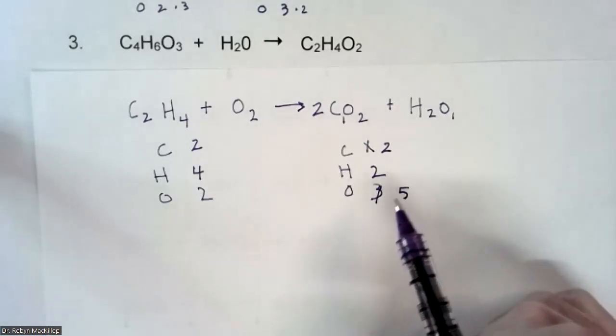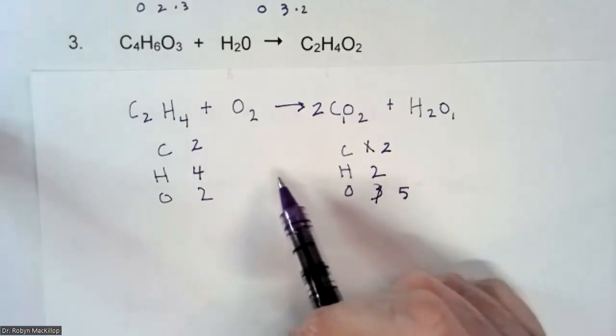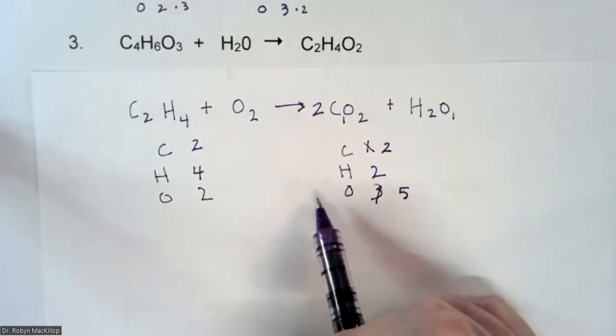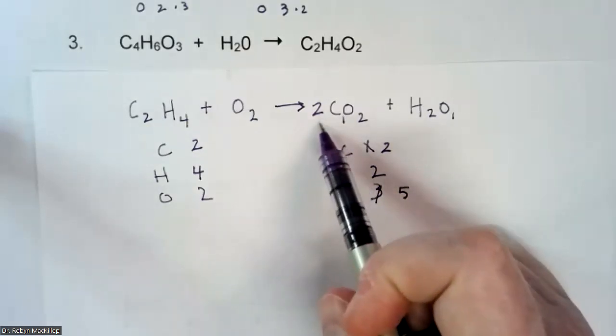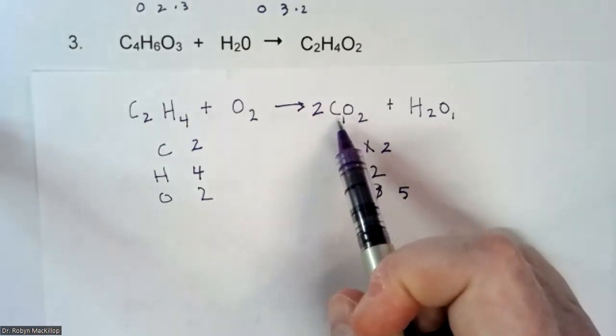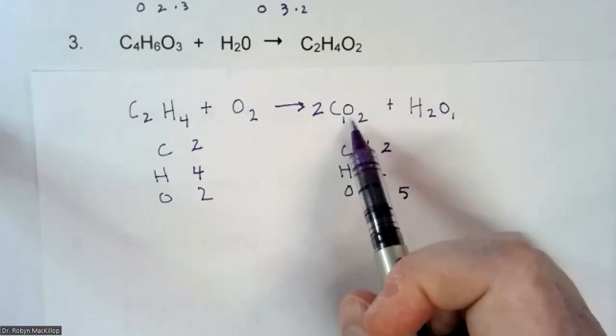And that's fine. We're not dealing with O's right now. We're only dealing with C's. Wait, do that part again. Okay, so when I put that 2 in front to balance the C, I altered the O, because it's one element now.